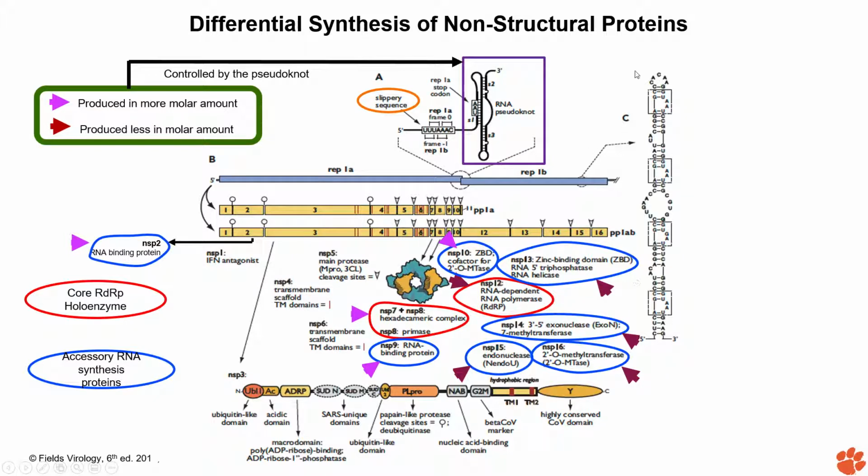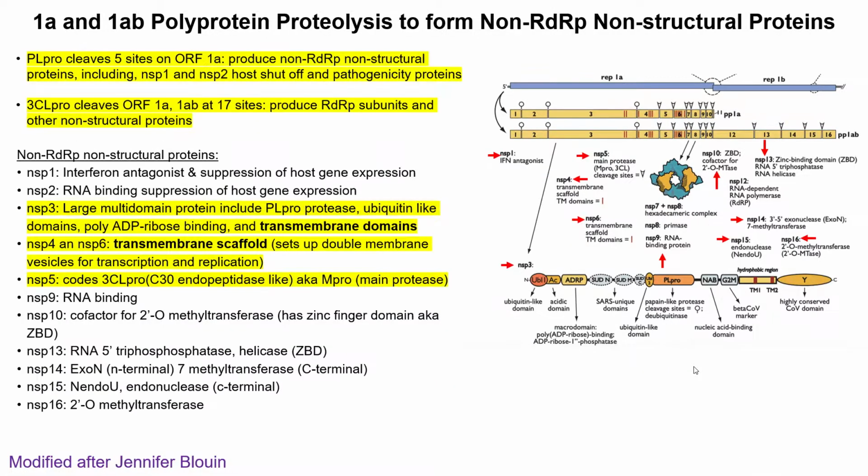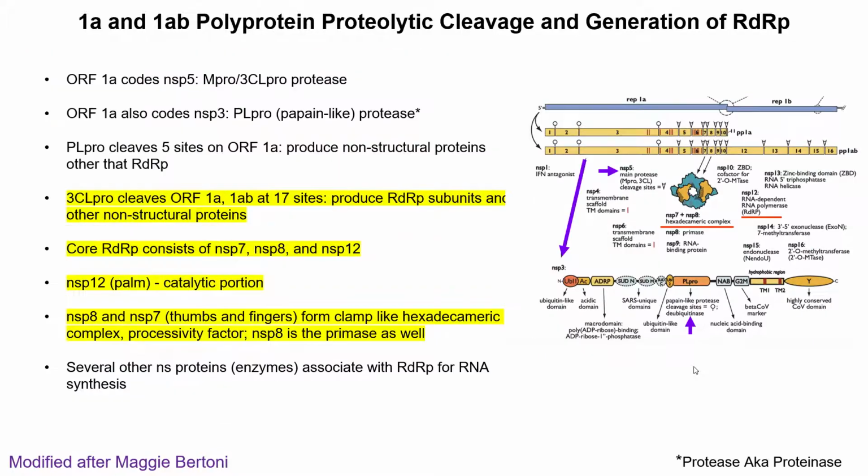And this is the detail of the pseudoknot that you are seeing. Right here is the NSP3 that we were talking about. It has lots of different multi-domain structures. So this is your NSP3. Who talked about that? Jennifer talked about that, yeah.